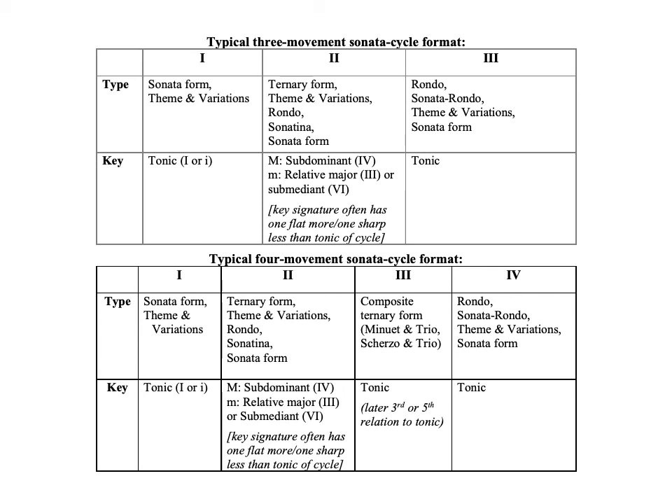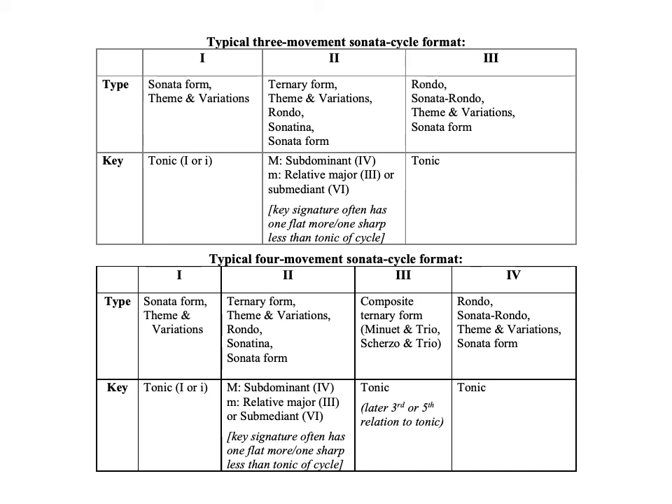When composers start wanting a really, really fast movement, a lot of times they'll put in a super fast minuet, and they'll call it a scherzo and trio, but that tends to be reserved for the third spot in a 4-movement sonata cycle. And the favored form for that is to put it in composite ternary form.